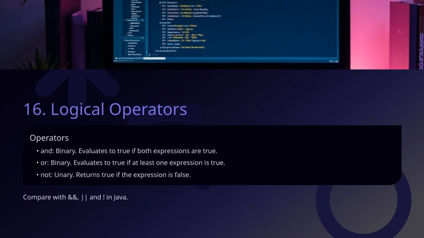Then there's the NOT operator, which is unary, meaning it works with just one expression. It simply reverses the result. If the expression is false, NOT makes it true and vice versa. It's also helpful to compare these to Java operators: && for and, || for or, and ! for not. Understanding these can really help you write clearer conditional statements in your code. Overall, these logical operators are essential for controlling the flow of your programs based on different conditions.